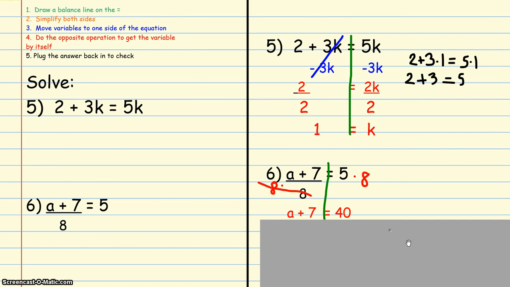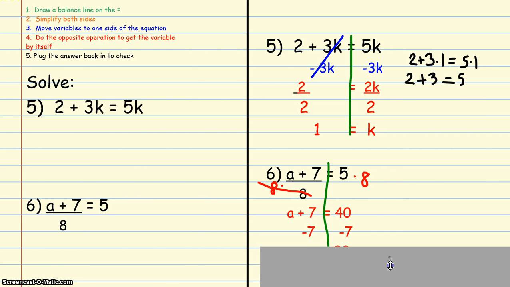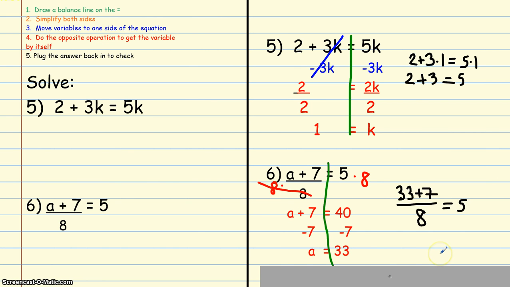Now it looks a little more simple. Get the a by itself, we got to get rid of the plus 7. Opposite of plus 7 is minus 7. So now we are left with a equals 33. Plugging our answer back in to check. A plus 7, so 33 plus 7 is 40. 40 divided by 8, yes, we get 5.